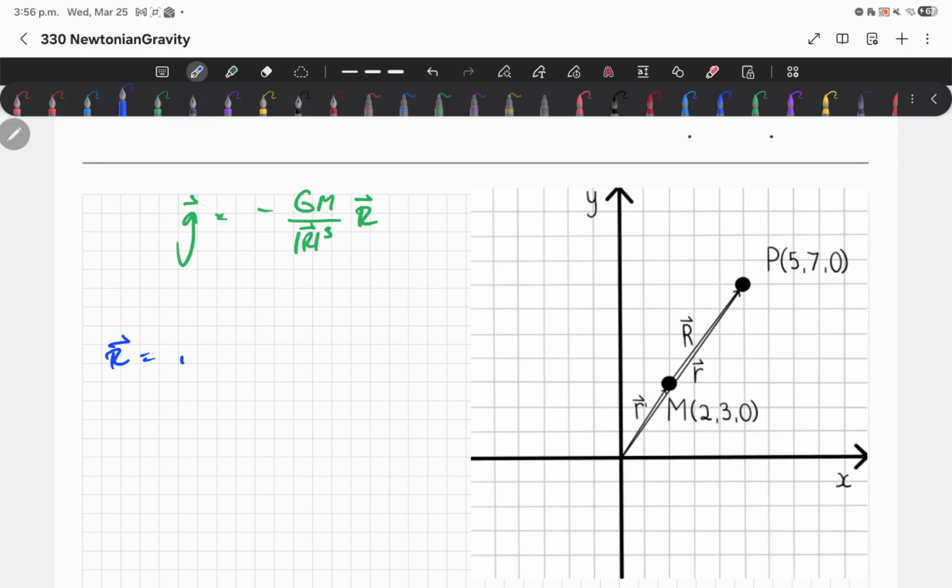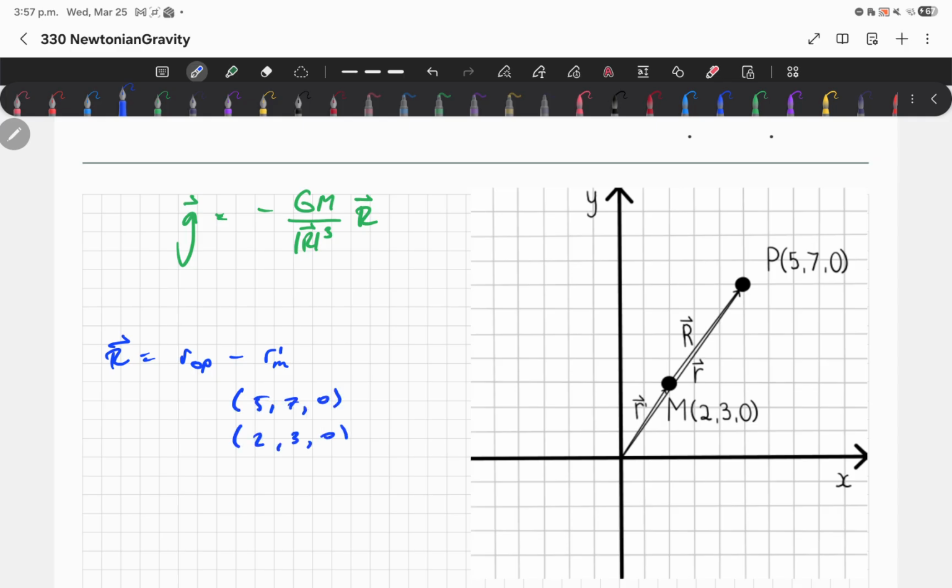so we have our mass here. We have our point P here. We know our r prime vector is (2, 3, 0) to go here. Our r vector is (5, 7, 0) to go here. We need to take the difference of those.